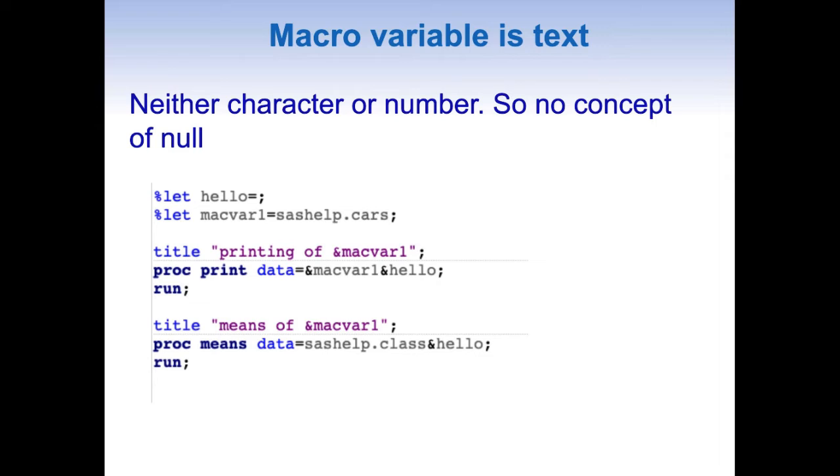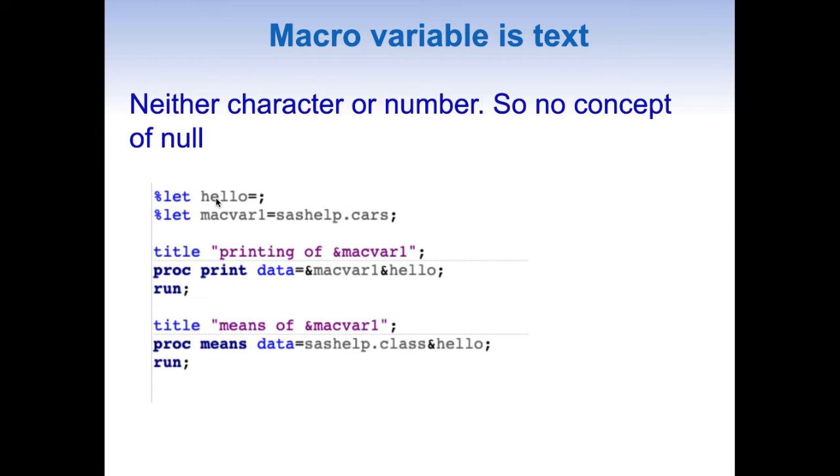One important point when you talk about a macro variable as text is that we are indirectly telling that it's neither a character nor a number, it's just plain text. So there is no concept of null. When we talk about a character variable or a numeric variable, we have a way to represent a null or missing value. But in the case of a macro variable, text is there or text is not there.